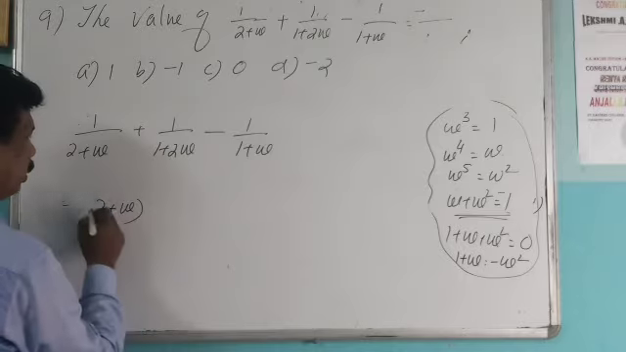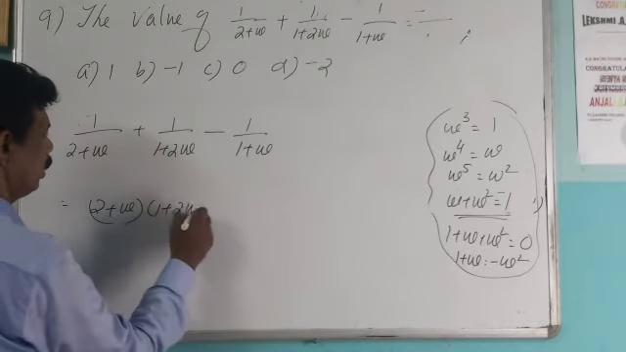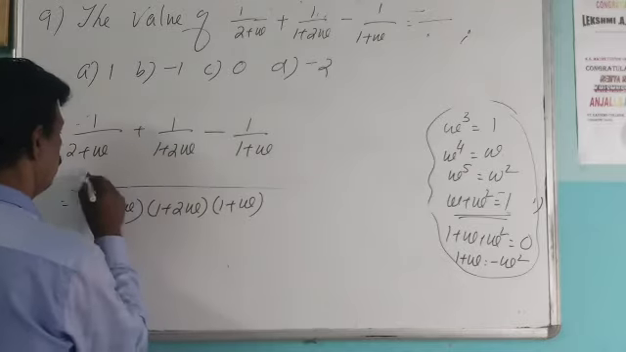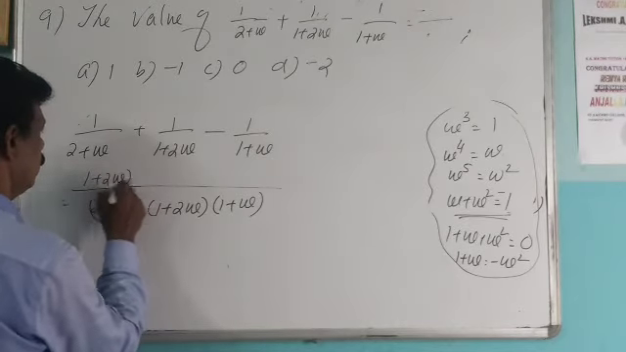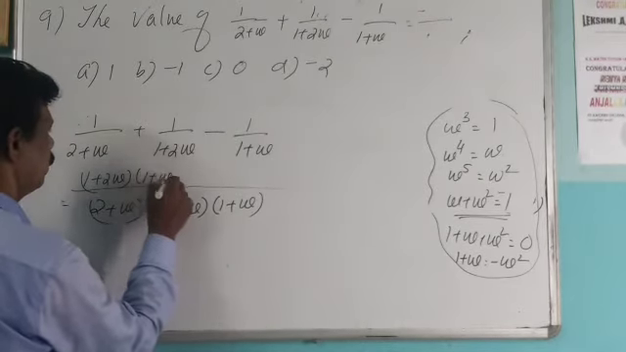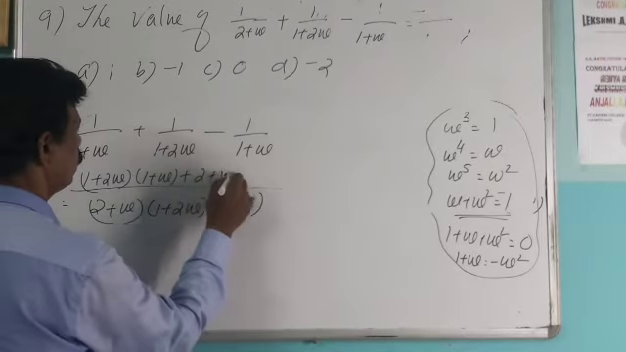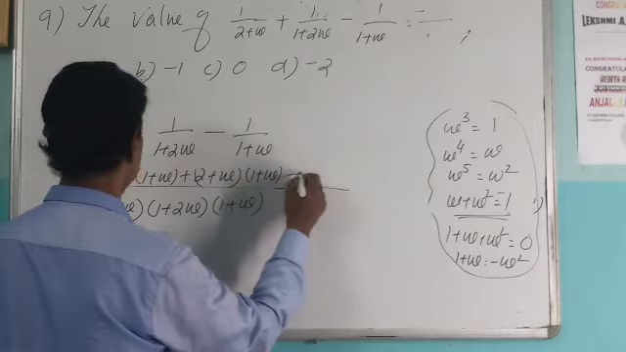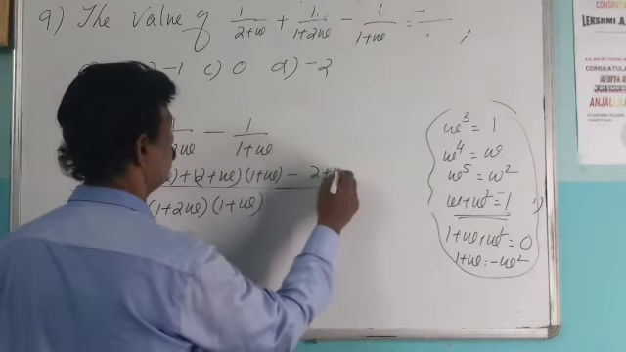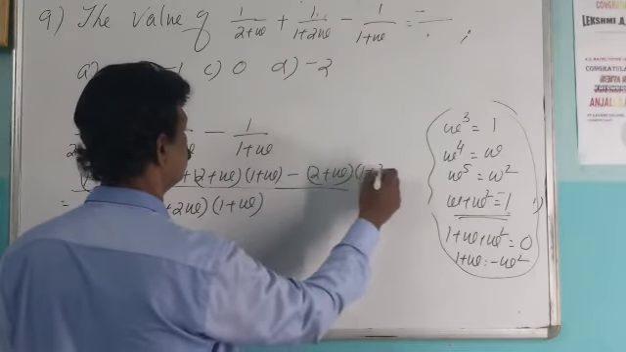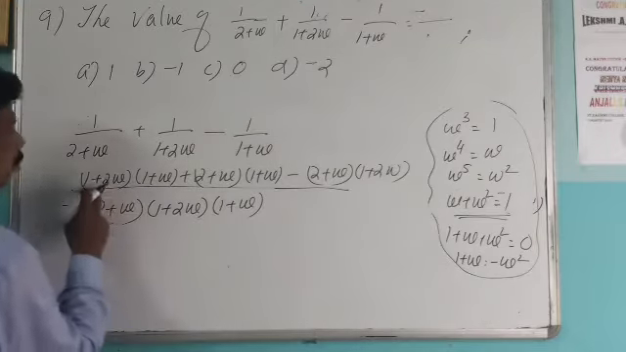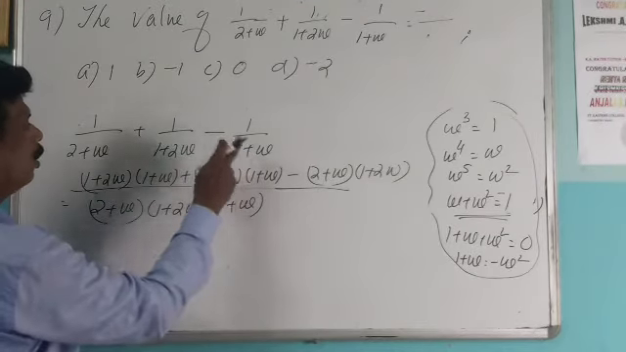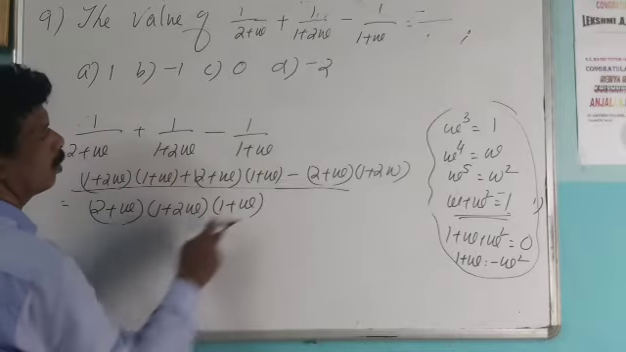2 plus omega into 1 plus 2 omega into 1 plus omega upon 1 plus 2 omega into 1 plus omega plus 2 plus omega into 1 plus omega minus 1 2 plus omega into 1 plus 2 omega. Okay, take this as 1 plus 2 omega into 1 plus omega, 2 plus omega into 1 plus omega, and 2 plus omega into 1 plus 2 omega.